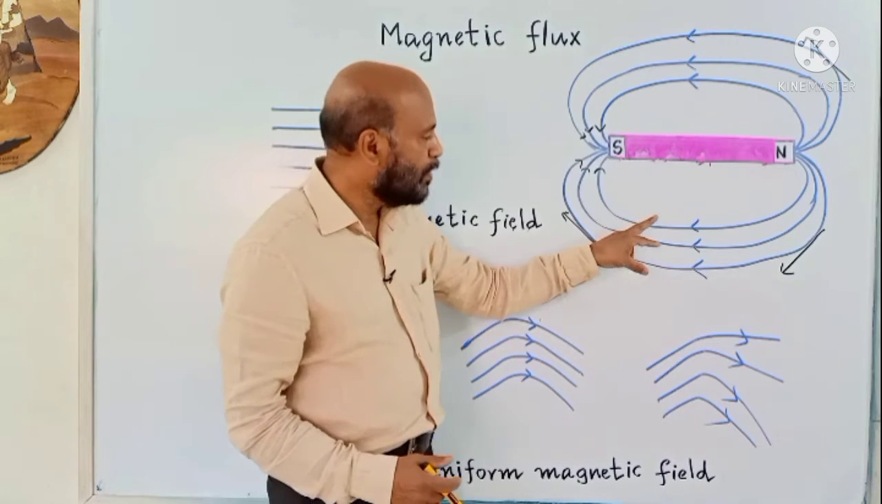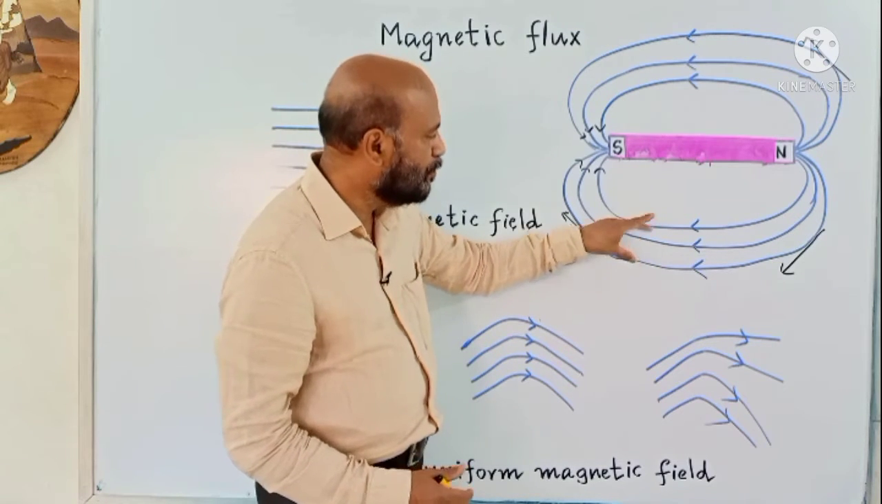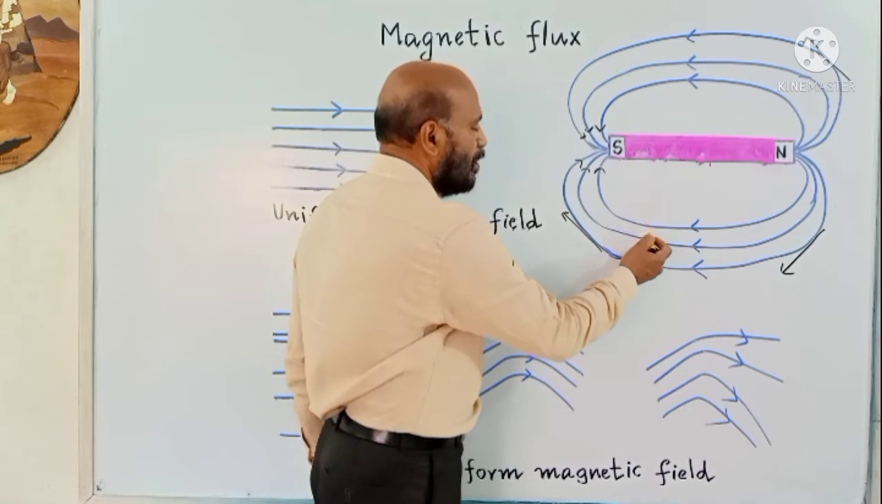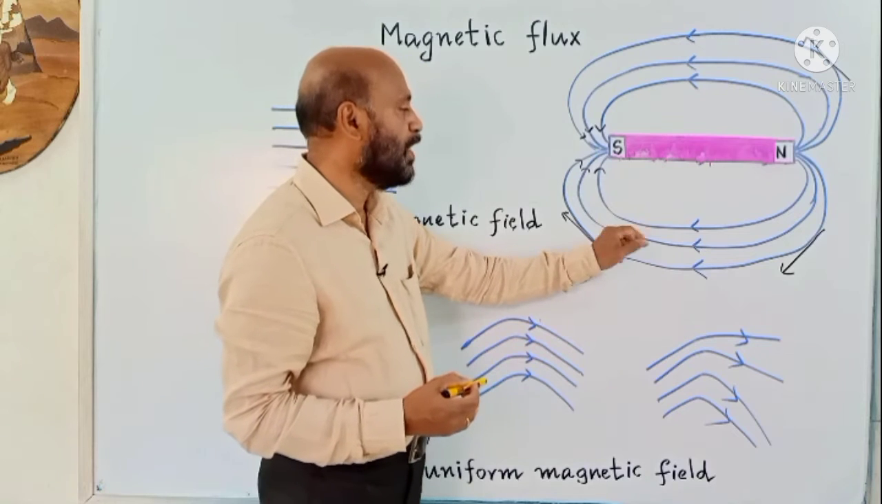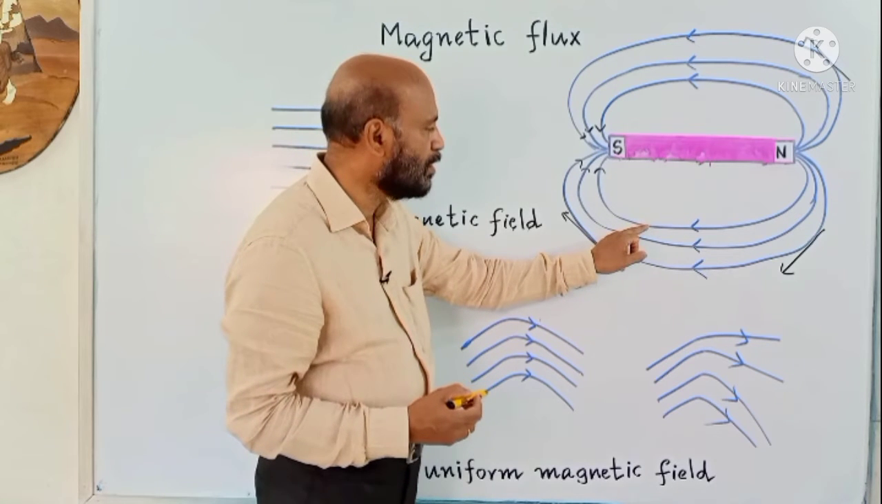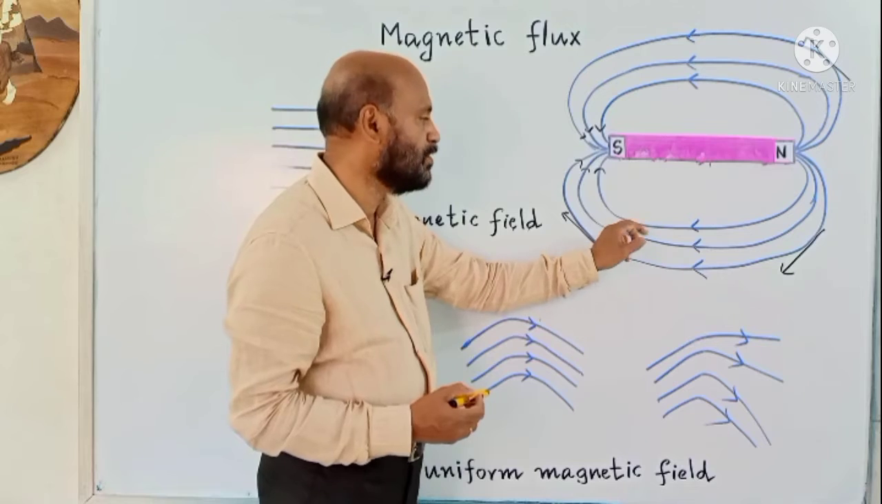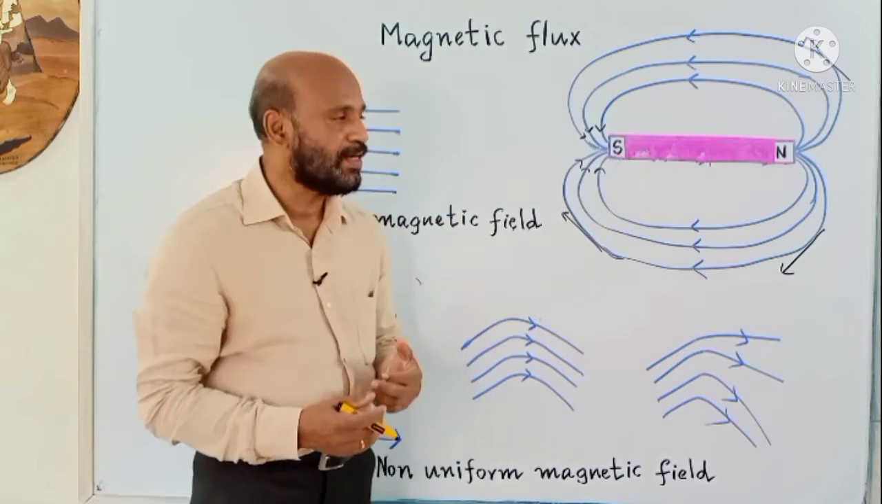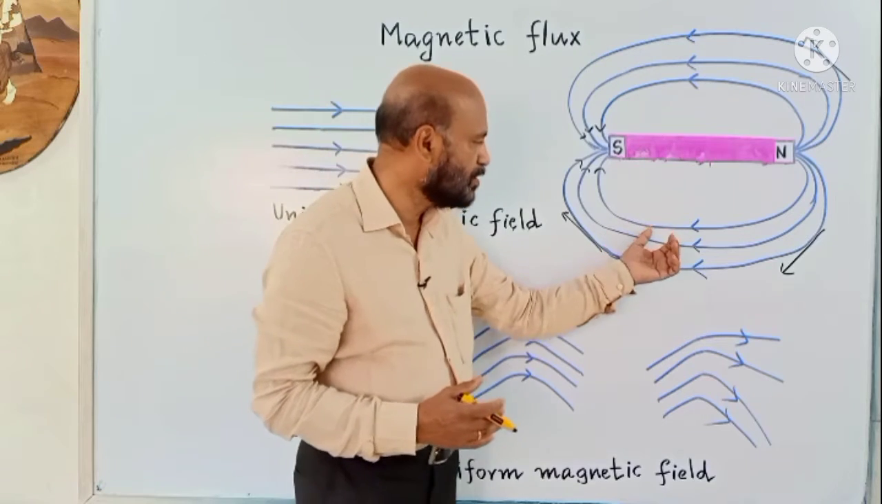Then field lines will never intersect. If this line is intersecting at this point, at that point there can be two directions for the magnetic field. So that's not possible. So magnetic field lines will never intersect.